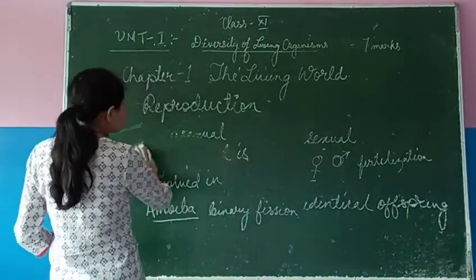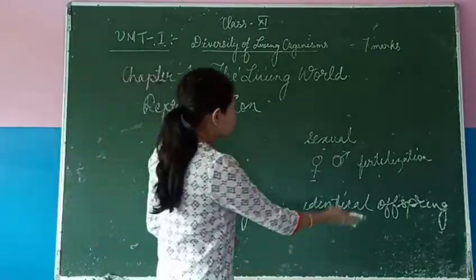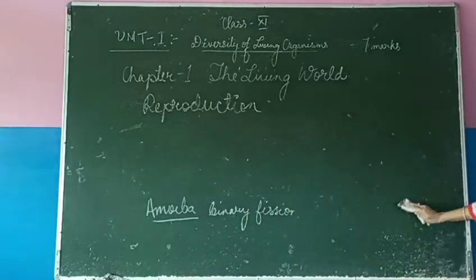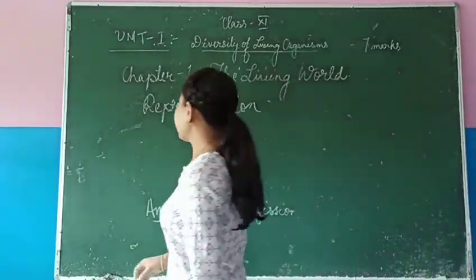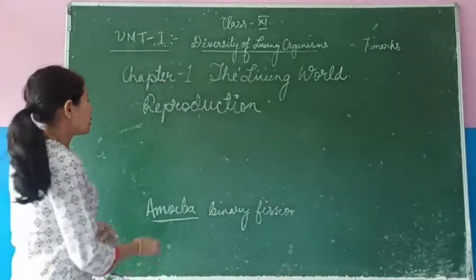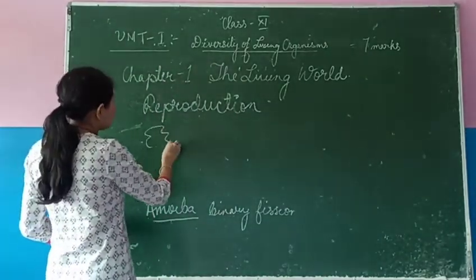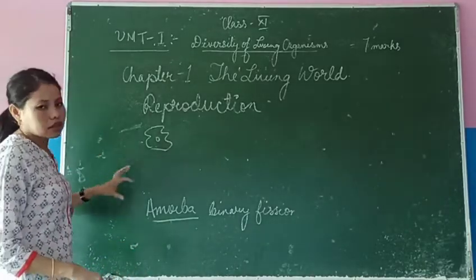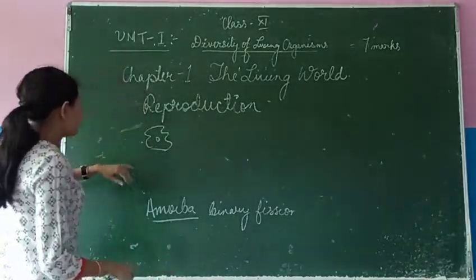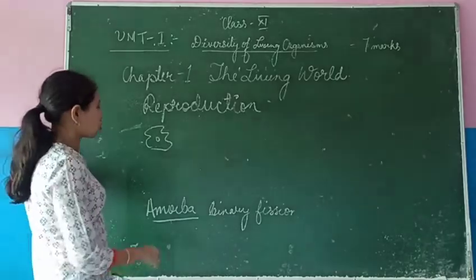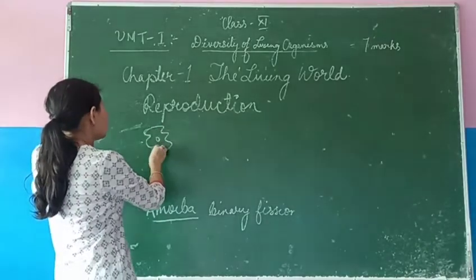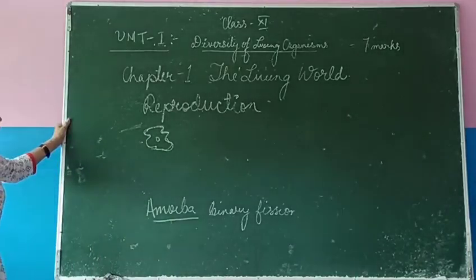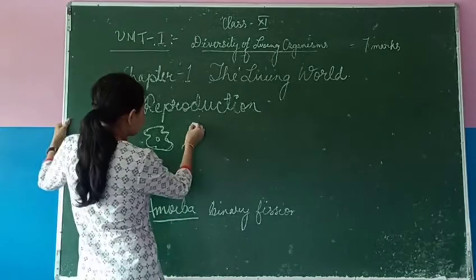So asexual reproduction in amoeba, we don't need this, so let's rub it off. Amoeba binary fission is nothing but, we all know this is amoeba. Amoeba has an irregular structure. It does not have a definite structure. The cell membrane is directly in contact with the external environment.